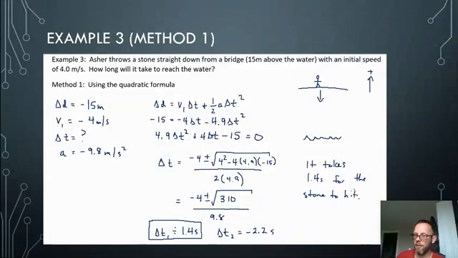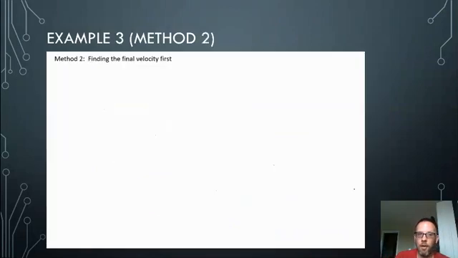We could just use the displacement curve equation and use the quadratic formula. Now there is an alternative. If you're not a fan of solving quadratic equations, we could find the final velocity first. And what I'd actually like to do is just switch the problem up. Let's have some fun here.